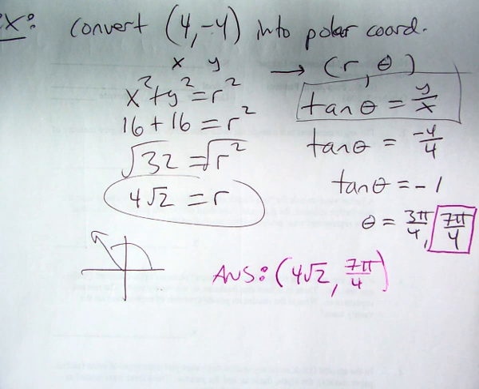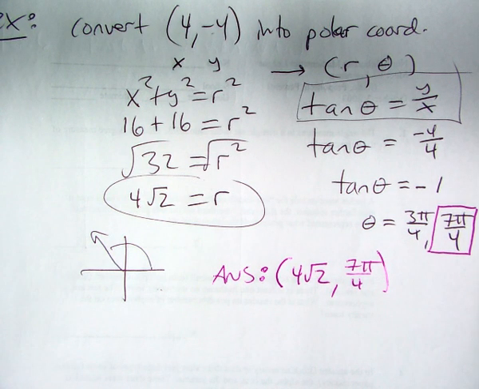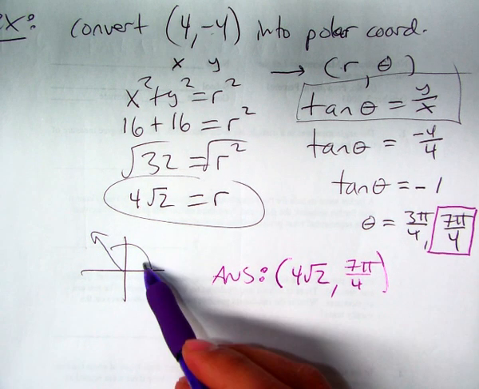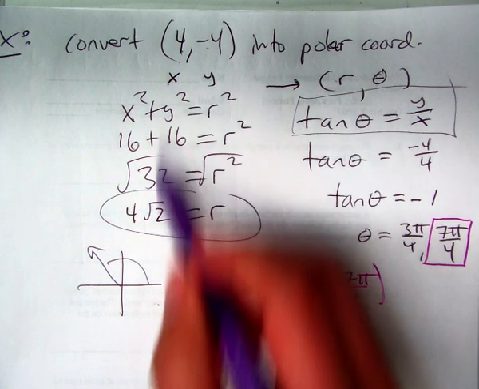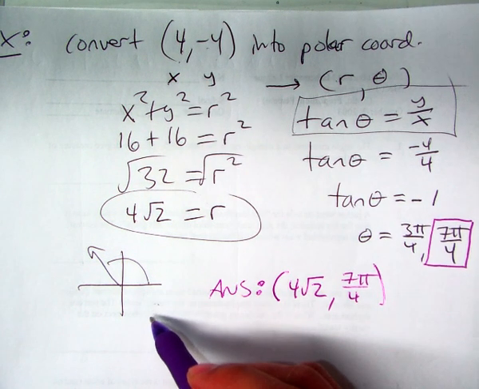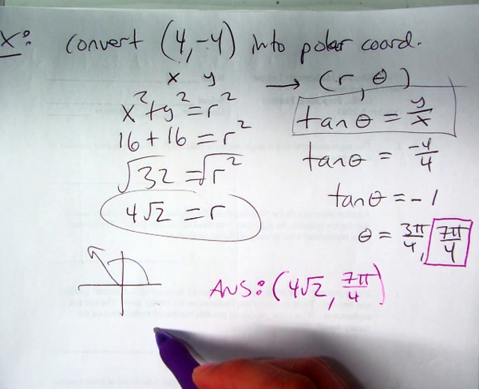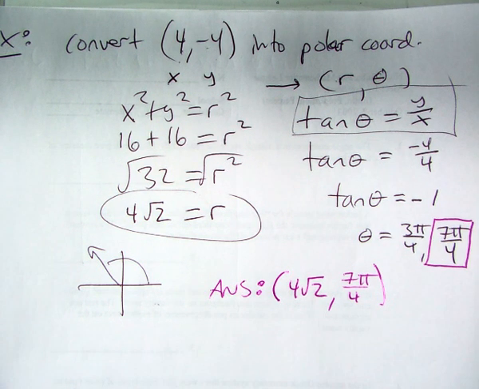Yes? Why do we say 3 pi over 4 this morning? Because based on the original point, this tells us to go right 4, down 4. Oh. So we're in quadrant 4. Does that make sense? Good question.